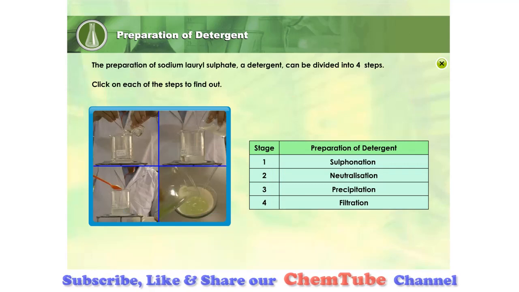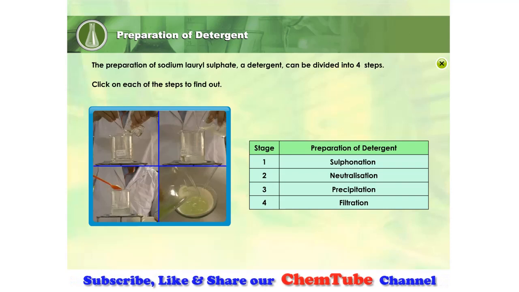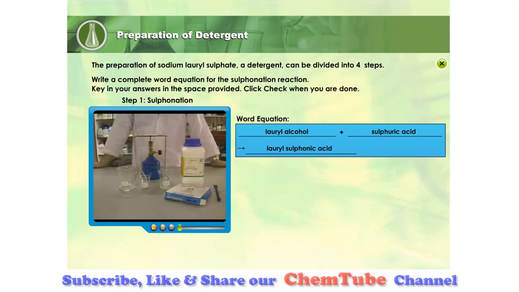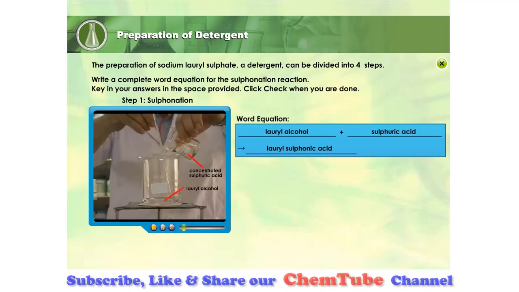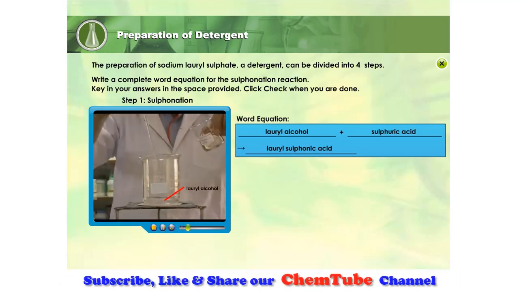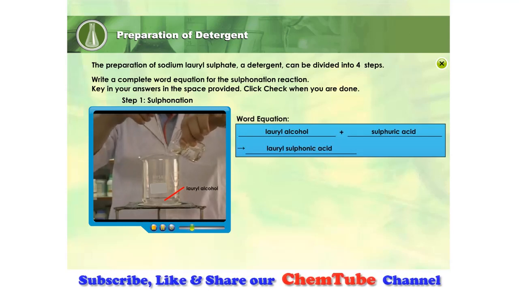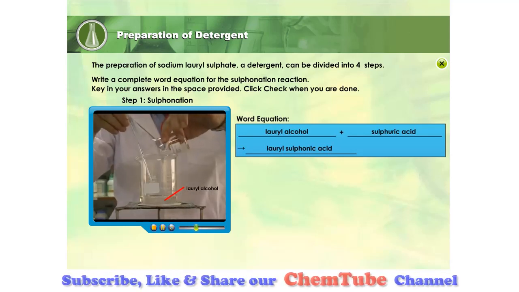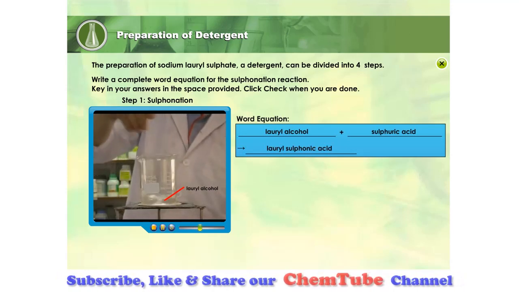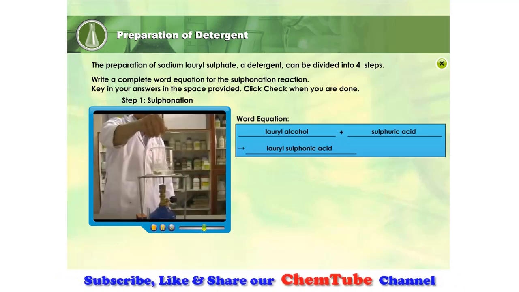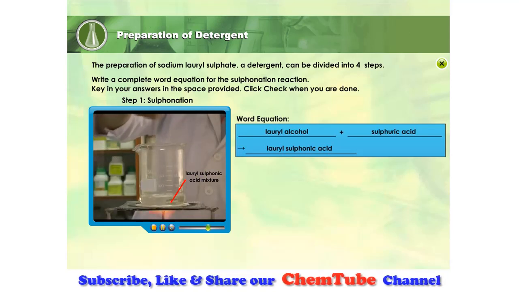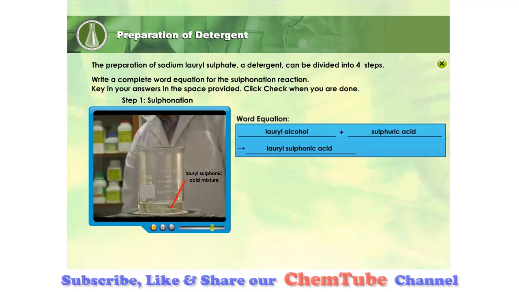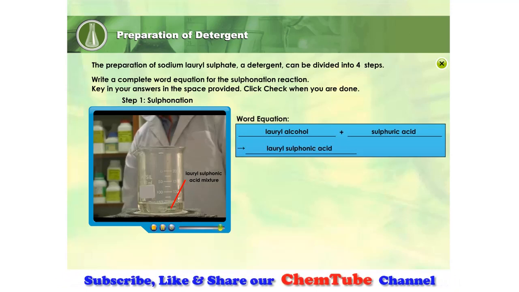The preparation of sodium lauryl sulfate, a detergent, can be divided into 4 steps. Click on each of the steps to find out. Sulfonation. Pour about 50 cubic centimeters of concentrated sulfuric acid into a beaker containing lauryl alcohol. Heat and stir the mixture for about 15 minutes. Allow the mixture to cool to room temperature. The solution now contains lauryl sulfonic acid.